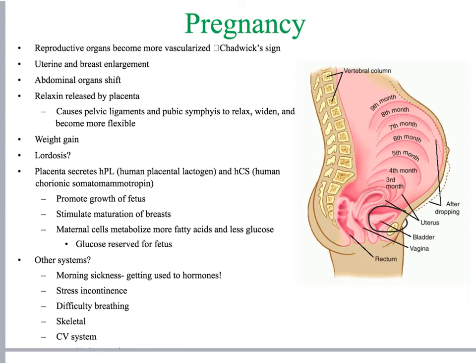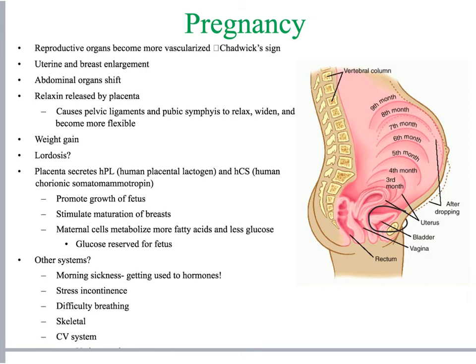A hormone called relaxin gets released by the placenta, especially further into the pregnancy. This causes pelvic ligaments and the pubic symphysis to relax, widen, and become more flexible, because if you think about it, the actual pelvis dislocates, and it would tear a woman apart if these ligaments and pubic symphysis didn't relax and become flexible. A woman gains a significant amount of weight.